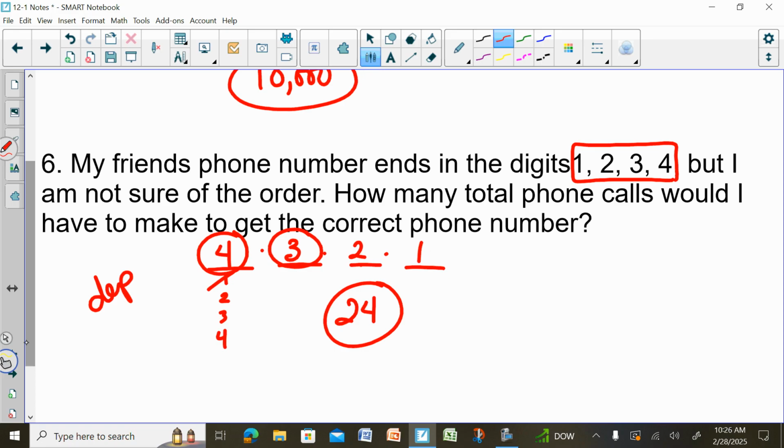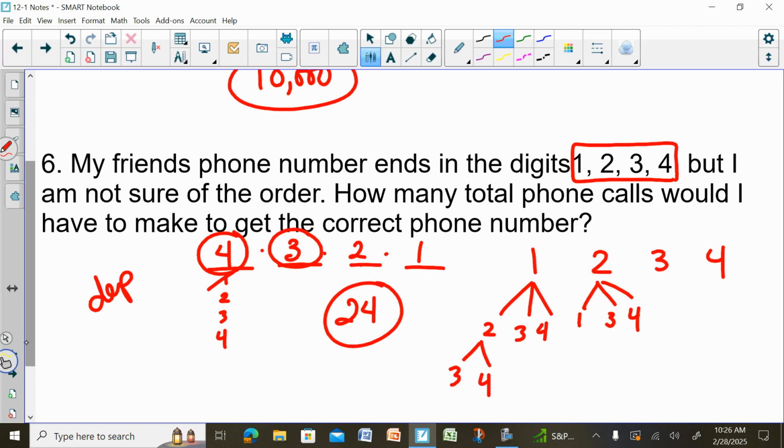Now that's where, if I'm going to do the phone calls, I would actually have to list all the phone numbers, and that's where a list or a tree diagram comes into play. If you have to know, okay, well, what numbers should I dial? If this is 1, then this could be 2, 3, 4. If this is 2, this could be 1, 3, 4, and on and on and on. 1, 2, 3, 4.